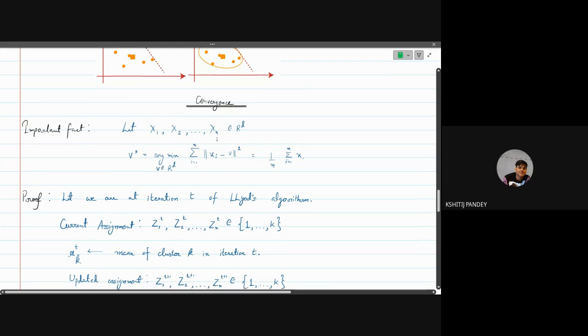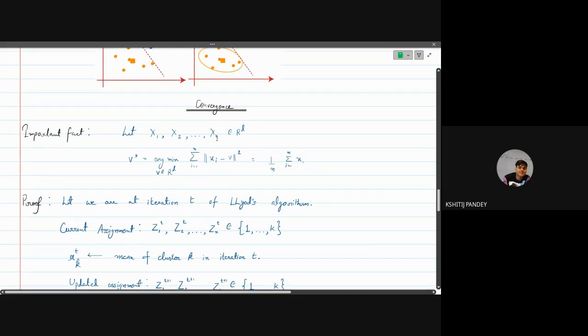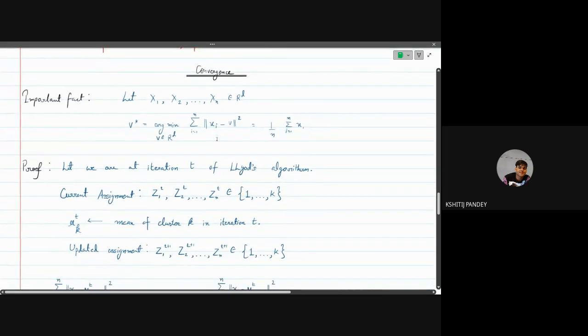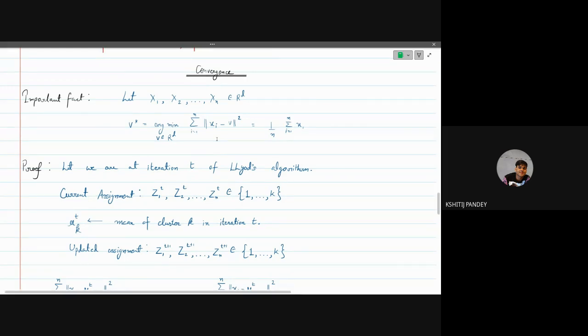Now let's dive into the proof of the convergence of the algorithm. Let's say we are at iteration t of Lloyd's algorithm, and the current assignment is this. Point x1 at the tth iteration is in cluster, let's say, 1, while point 2 at the tth iteration is in cluster 3, and so on. We are at some assignment.